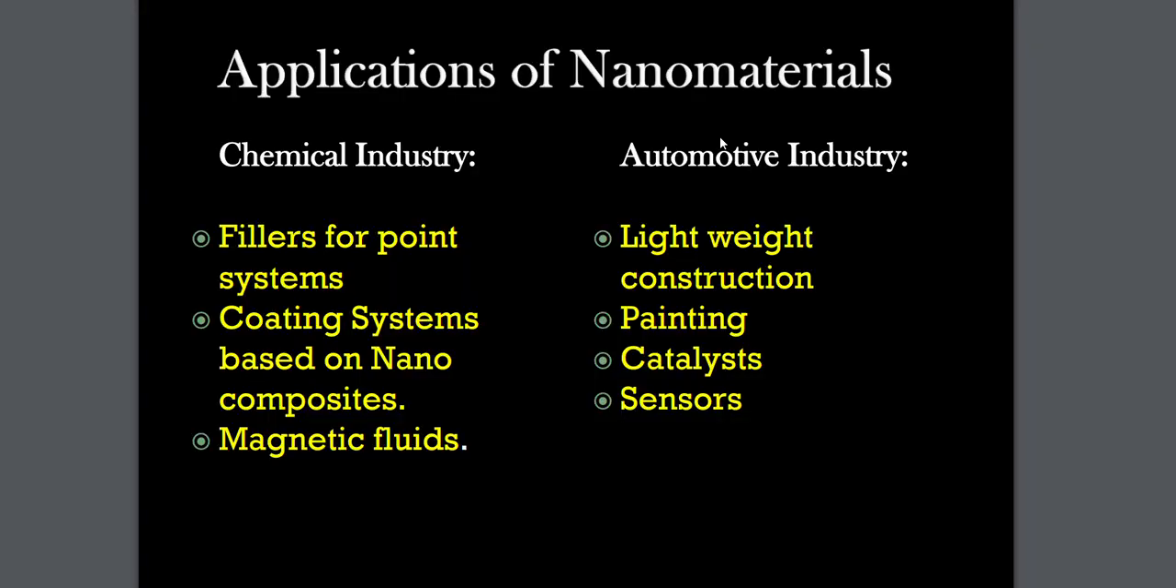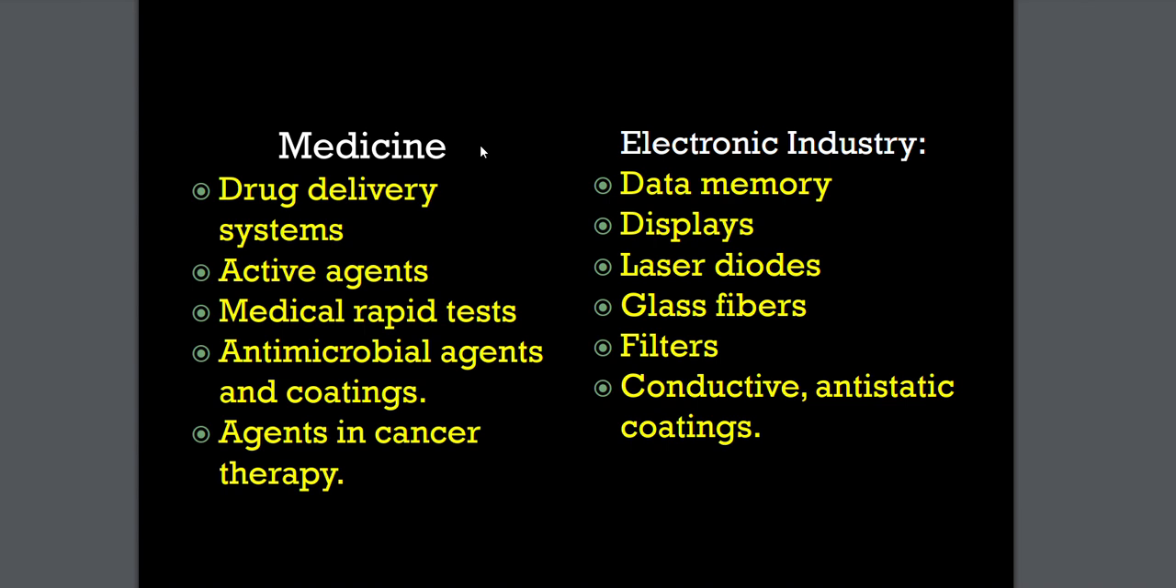Nanomaterials are a boon and are used in several fields. For example, the chemical field, wherein they are used in fillers for paint systems, coating systems based on nanocomposites, and magnetic fluids. In the automotive industry, they are used for lightweight construction, painting, catalysts, and sensors. In the medical field, they help in drug delivery systems, are used in active agents and medical rapid tests, as well as in antimicrobial agents and coatings. They are also agents in cancer therapy.